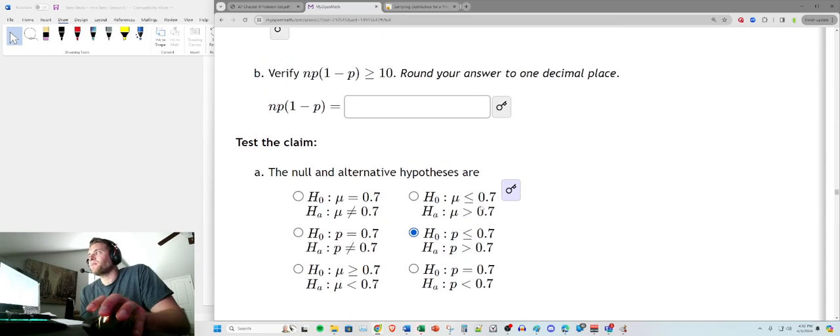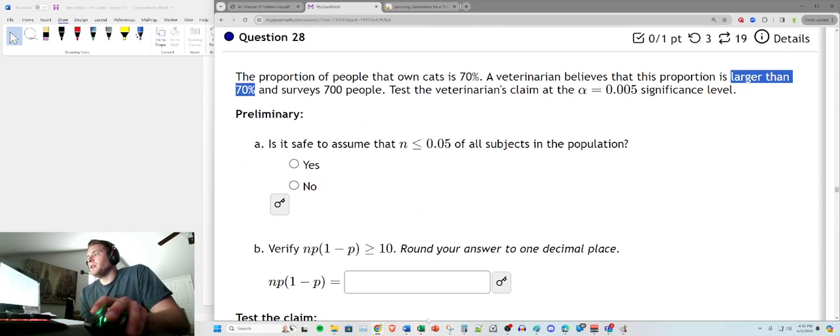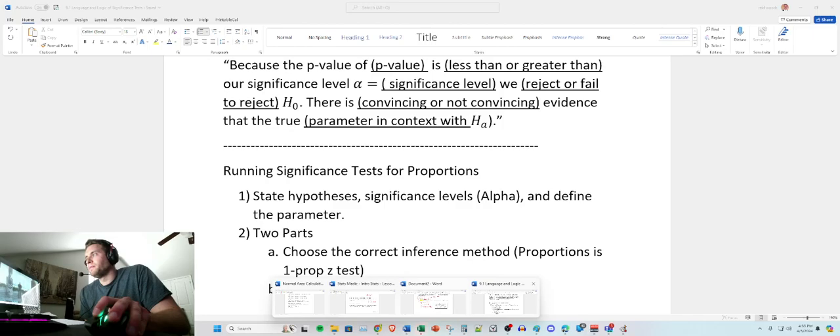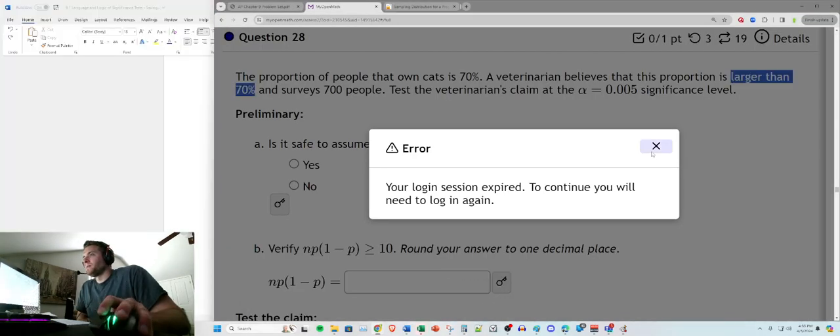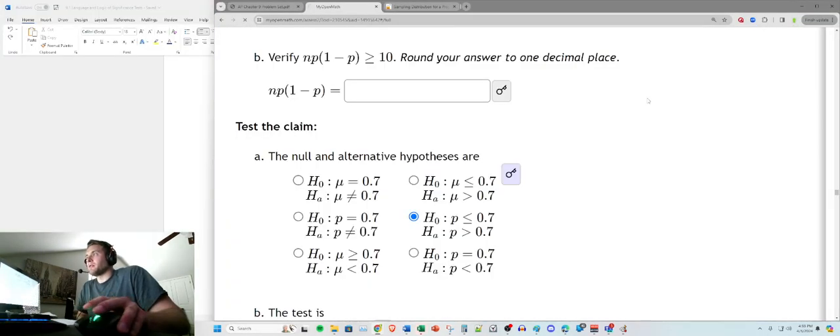Okay. All right. Up here, if we're following our steps, we state the hypothesis. We have our significance level, which I misspelled. We define the parameter. I don't know if this problem's having us do that. Oh, I guess I got to relog in.